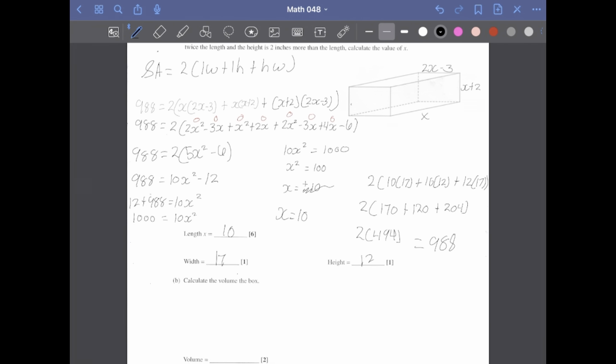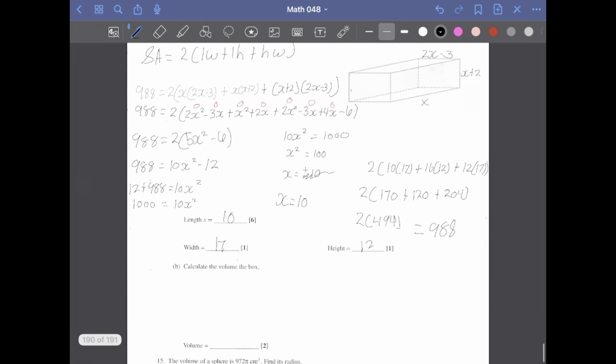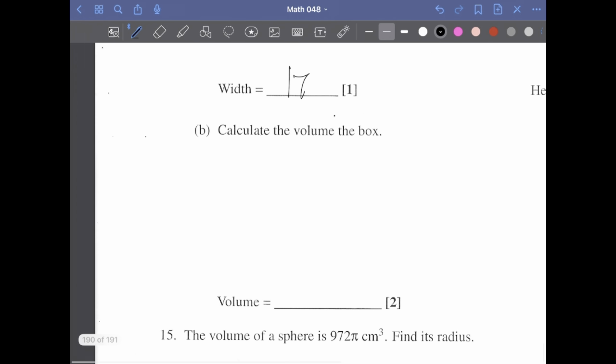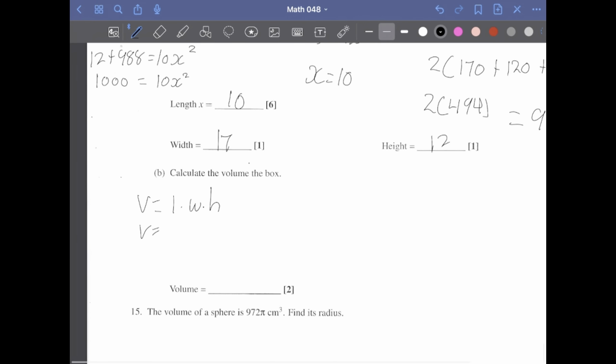Okay, calculate the volume of the box. I believe they missed out the x. The formula for volume is length times width times height. So volume is 10 times 17 times 12. Let's get a calculator. 10 times 17 times 12. So that's 2040. So the volume is 2040.